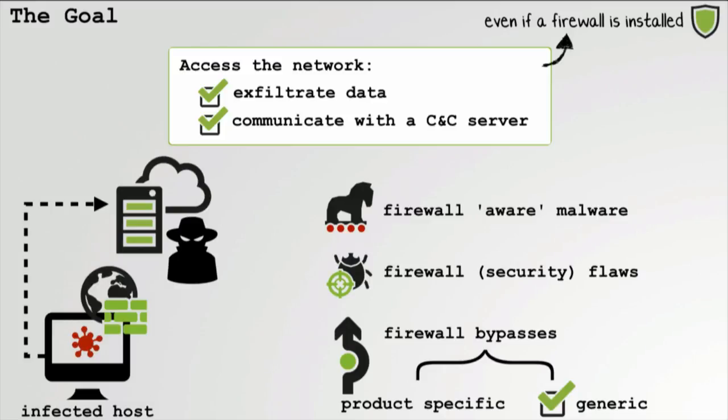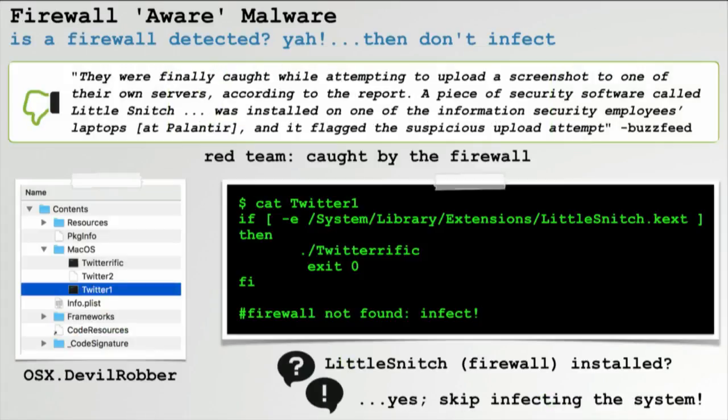So if you are going to connect out, perhaps to exfiltrate data or connect to a command and control server, the firewall is going to detect and block this. So your goal is simple. How can you connect out without the firewall blocking this data? So in this section, we'll first look at some firewall-aware malware. We'll then look at some security vulnerabilities in firewall products, and then end with ways to completely bypass the firewalls.